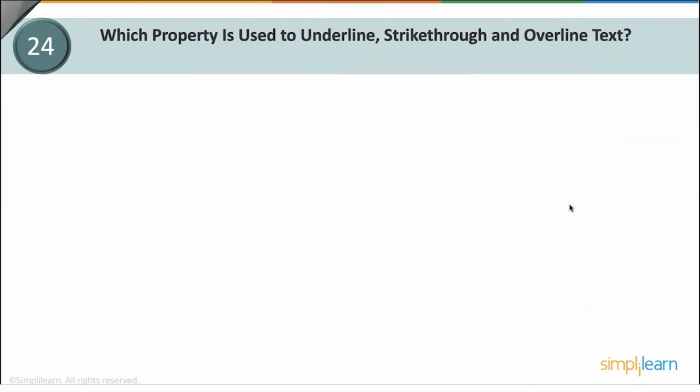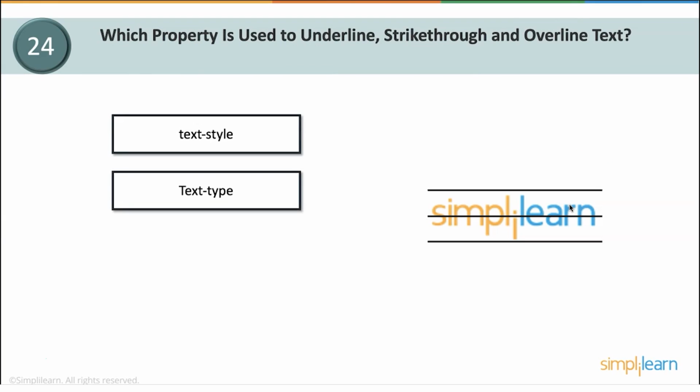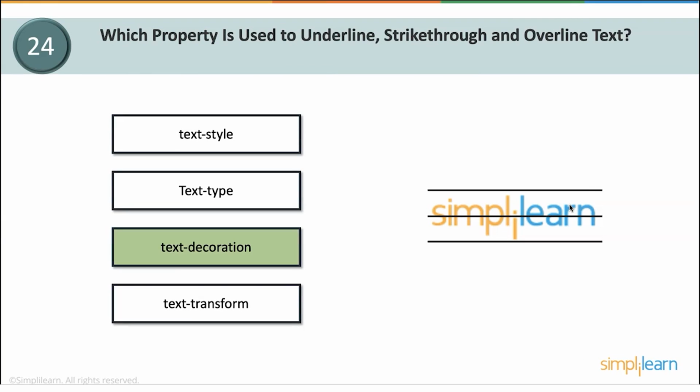Okay, that's what the CSS sprites are. So which property is used to underline, strike through and overline text? We have these options: text style, text type, text decoration, text transform. Okay, so the text decoration. The text decoration is the one which will help you to achieve this.